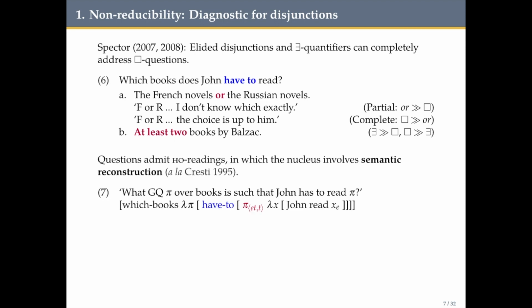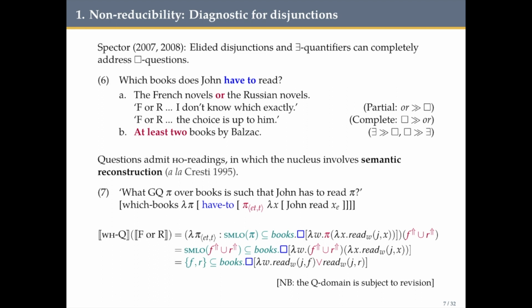Spector concludes that questions like 6 admit higher order readings. In this reading, the question clause involves semantic reconstruction. This reading is paraphrased as in 7: what John's quantifier pi over books is such that John has to read pi. To derive this reading, we let the wh-phrase bind a higher order trace pi across the necessity modal. The Q function yielded by this logical form is a higher order function that takes John's quantifiers as arguments.